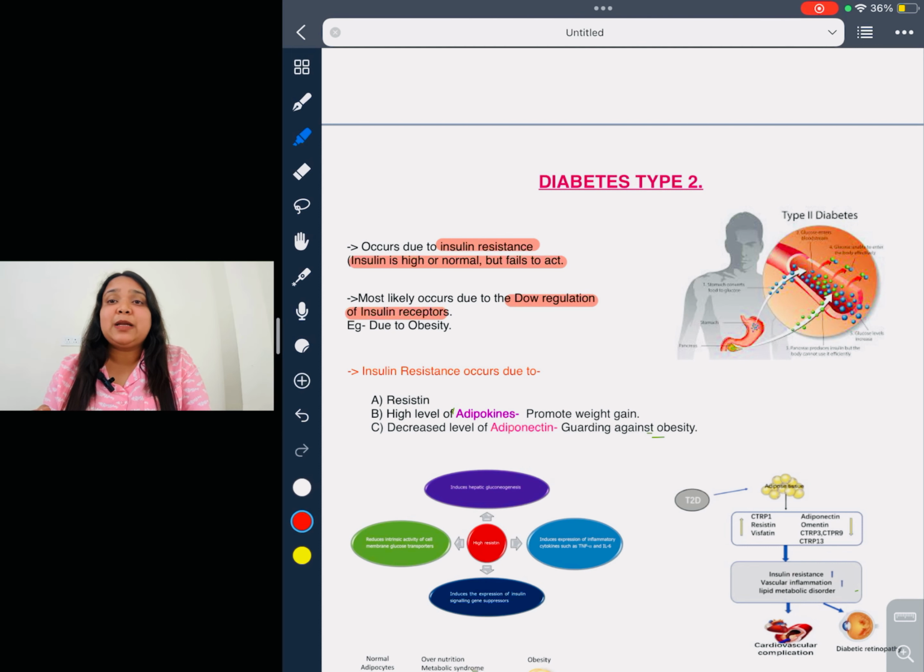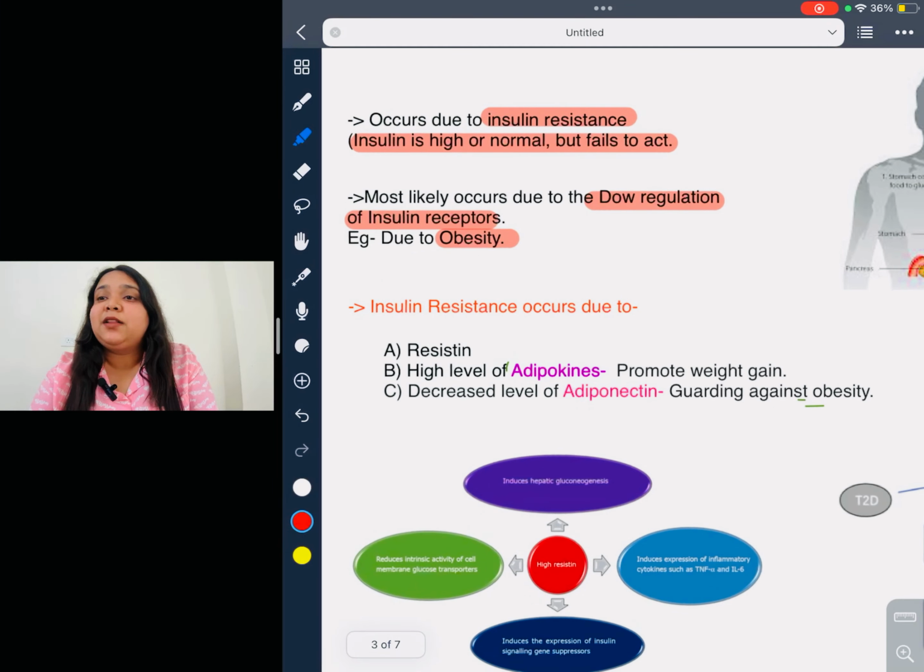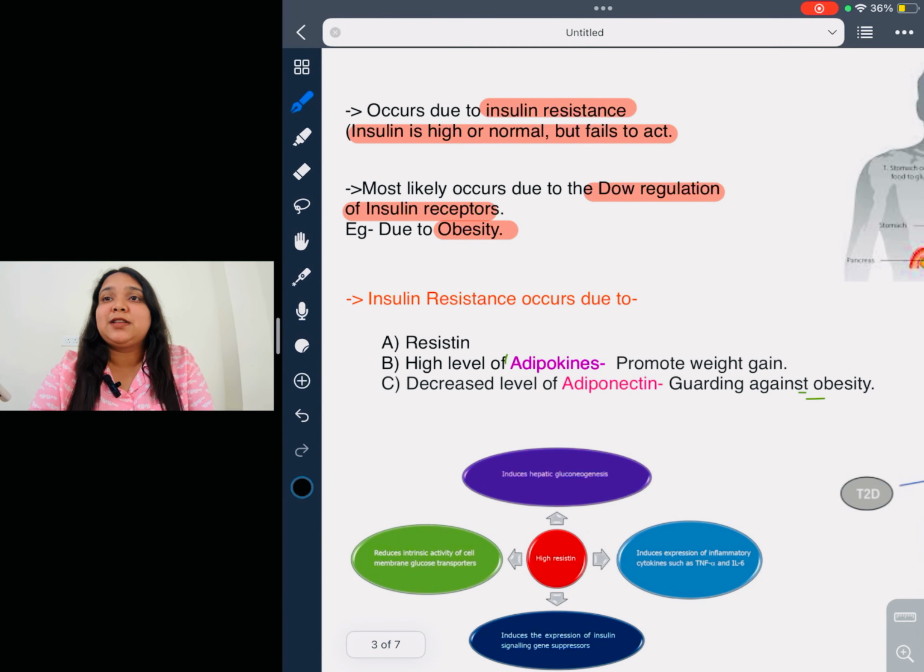Now, why do these receptors undergo downregulation? This can be due to many causes. It can be due to obesity. I told you that insulin resistance occurs in a patient of diabetes type 2. So, what are the main things responsible for insulin resistance? One thing we have here is resistin hormone. The other thing is adipokines, a high level of adipokines. One more thing here is a decreased level of adiponectin.